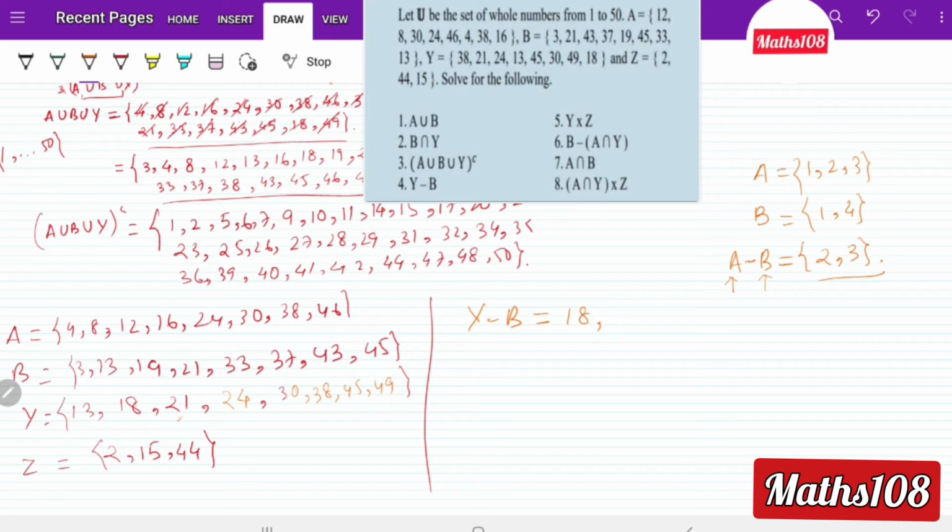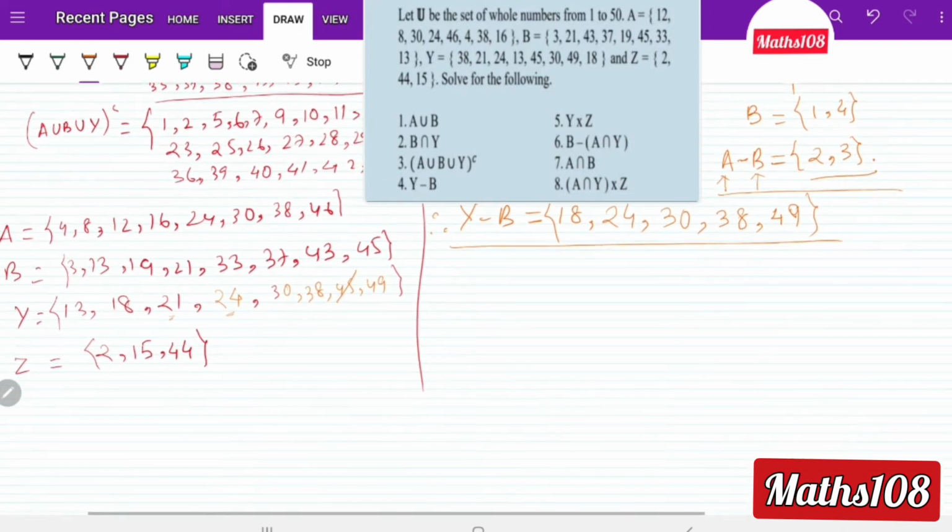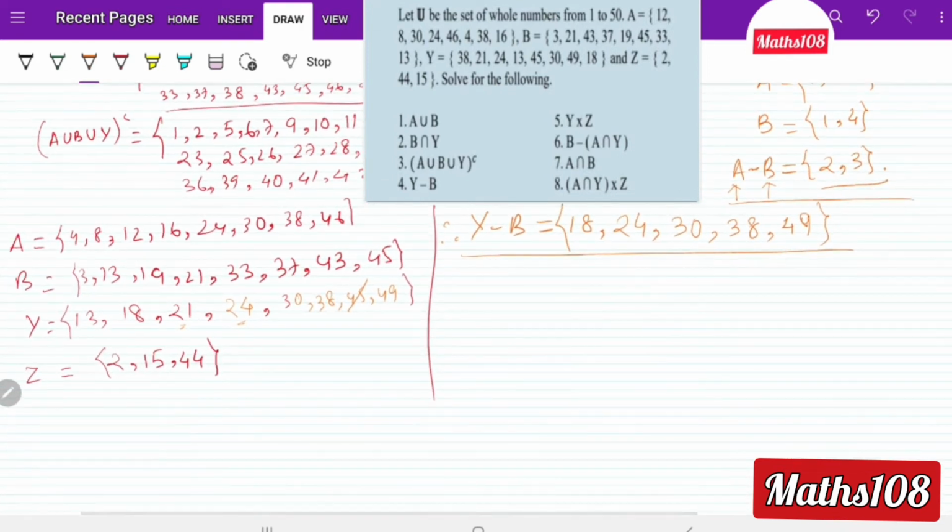So after that, let's check 24. There is no 24 in B, so 24 is here. There is no 30. There is no 38. There is 45, so we don't need to write 45. So the remaining terms are Y minus B. After that, let's talk about Y into Z.